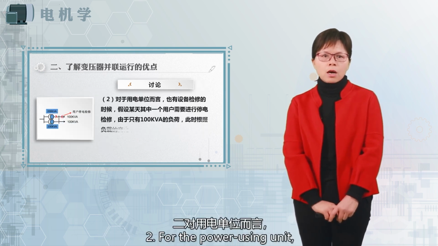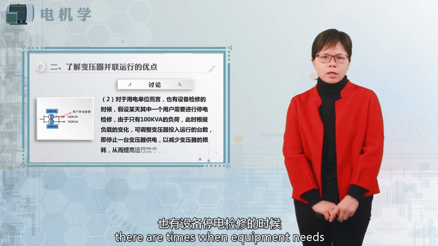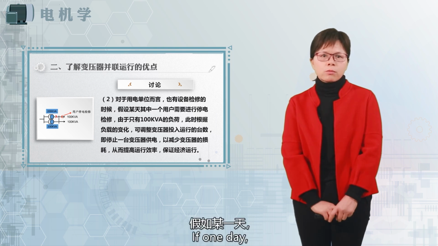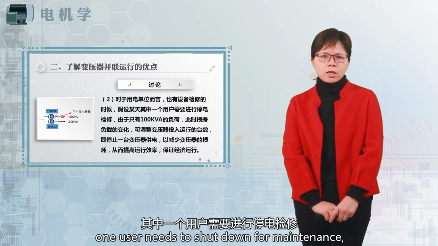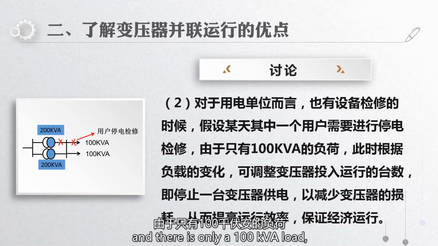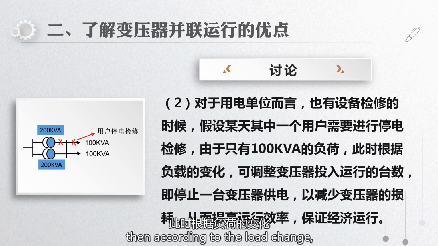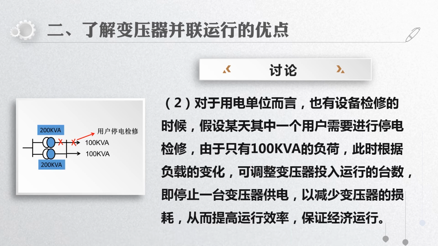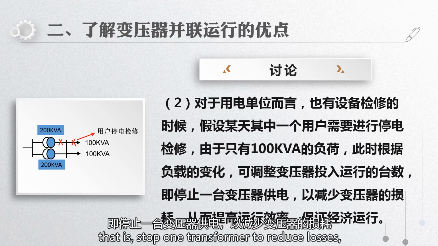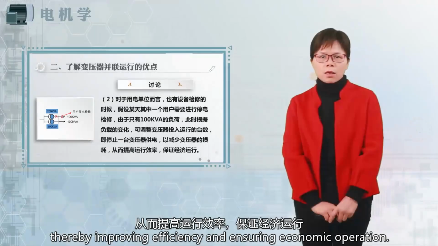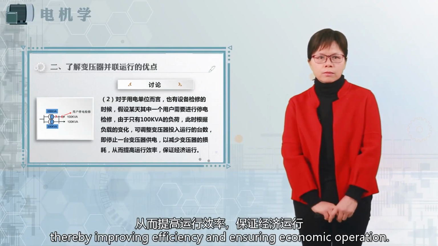2. For the power-using unit, there are times when equipment needs to be shut down for maintenance. If one day one user needs to shut down for maintenance, and there is only a 100 kVA load, then, according to the load change, the number of transformers in operation can be adjusted. That is, stop one transformer to reduce losses, thereby improving efficiency and ensuring economic operation.